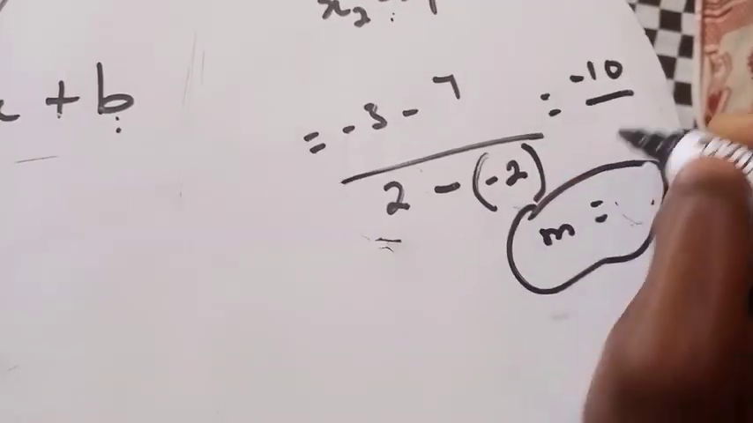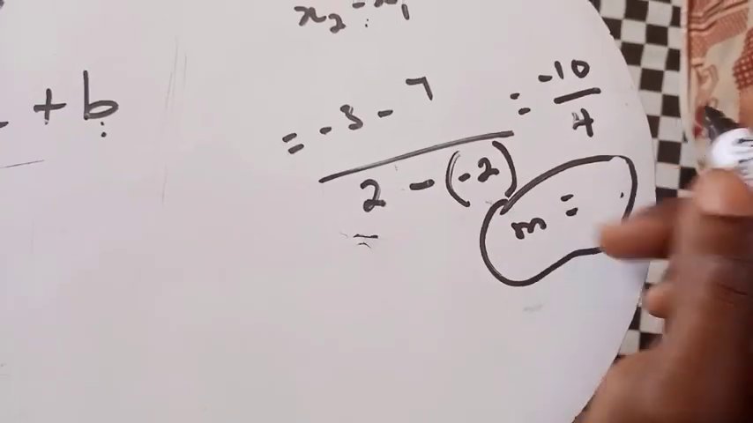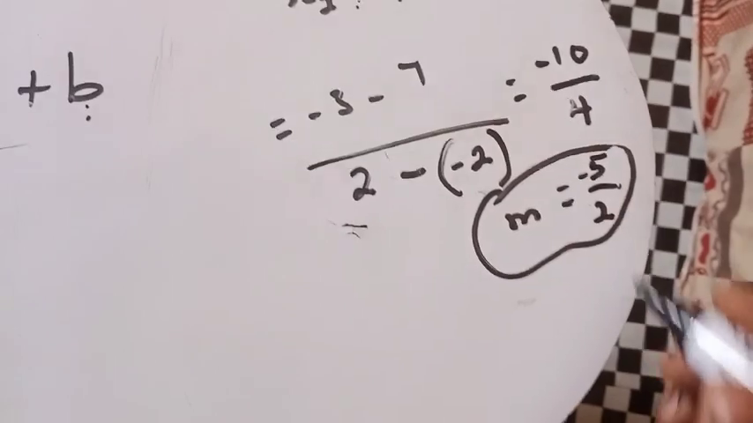So the top will be -10, and the down here should be what? +4, right? So reducing that, you should have a -5 on what? On 2. Right, so this should be the correct one.